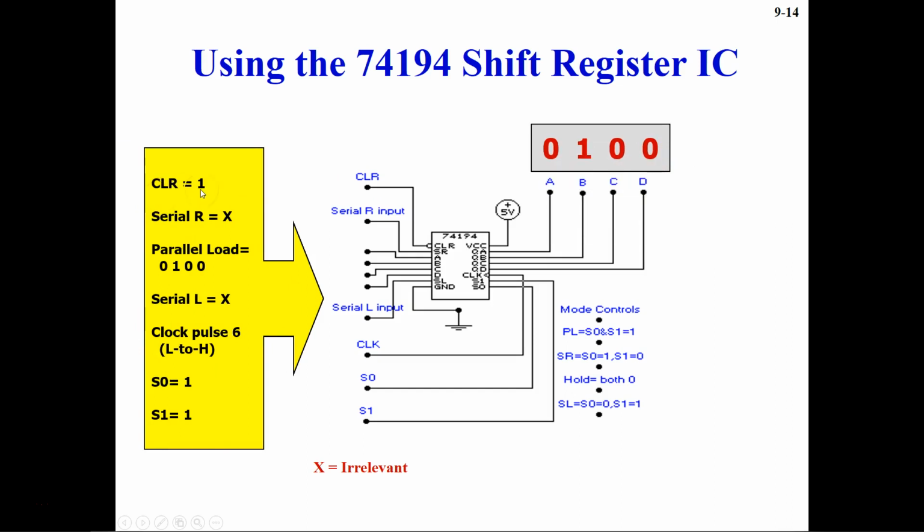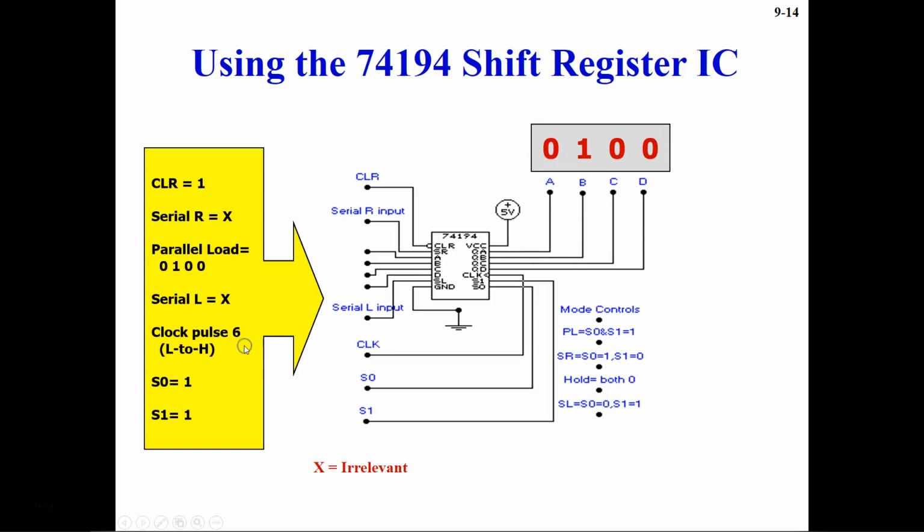Now in the second case, when clear is deactivated, which means it is 1, then serial R is equal to X, irrelevant, and you have parallel load 0 1 0 0. Serial L is also X, clock pulse is 6, S0 and S1 they both are 1. When they both are 1, it means it is a parallel load. So you have 0 1 0 0 going in, so that's what is going to show over here.